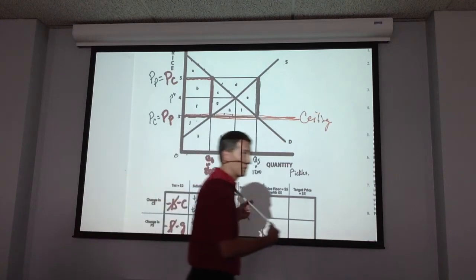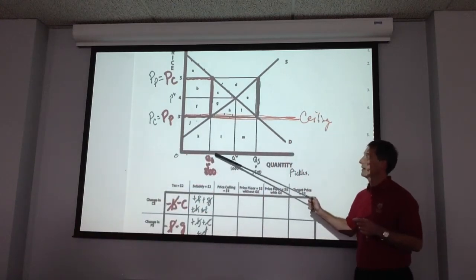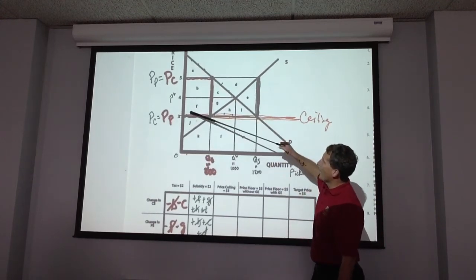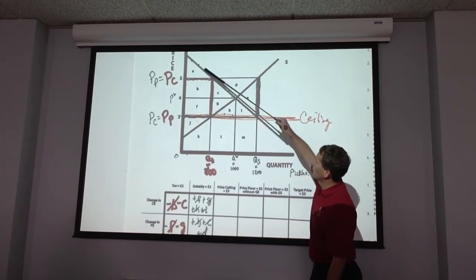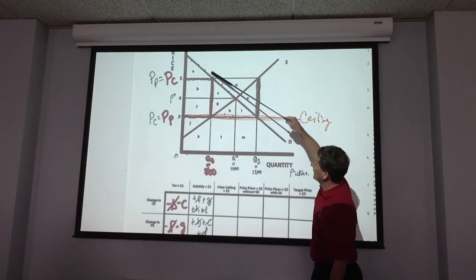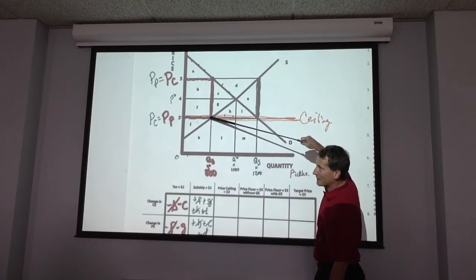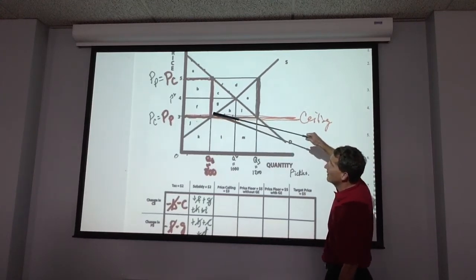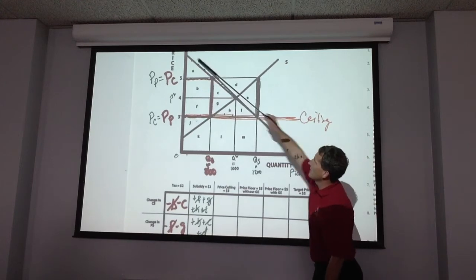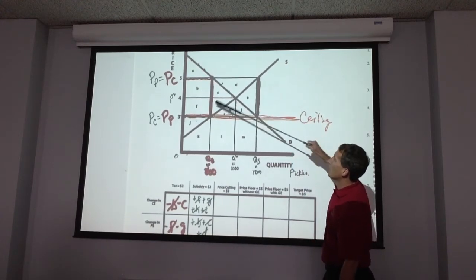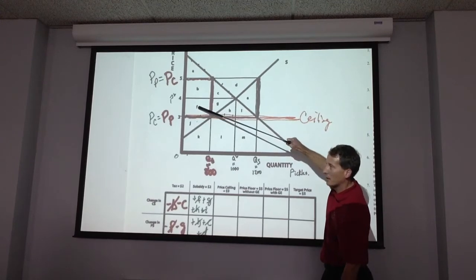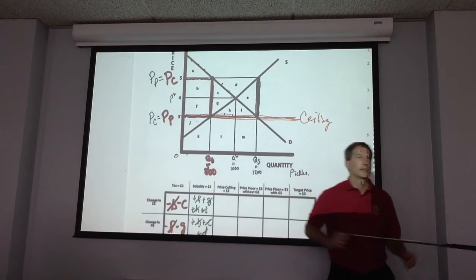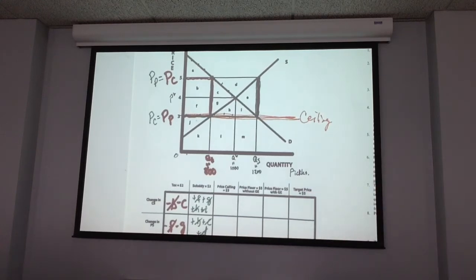How many units are being consumed? Only 800. So starting from left to right, willing to pay, actually pay. Willing, actual, willing, actual. No more to consume. There's only 800 out here. So we started with ABC, and now we're left with ABF. Plus F minus C.